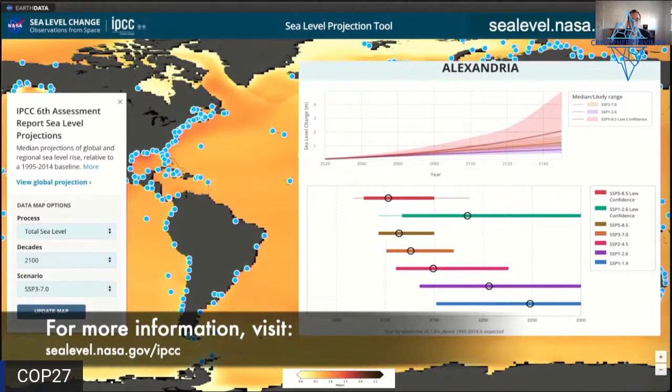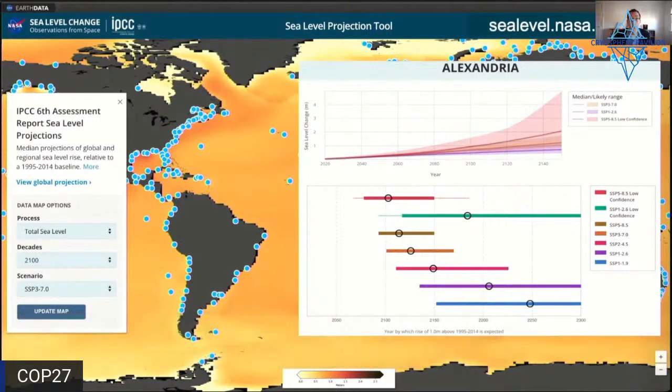So for here, for example, we're looking at projections of relative sea level change in Alexandria under a couple of different emission scenarios, plus the possibility of factoring in the ice sheet instabilities, as well as when 1 meter of sea level rise will be exceeded under a suite of emission scenarios. So if, for instance, 1 meter is particularly salient because it leads to overtopping of flood defenses, that might be an important figure for you to look at.